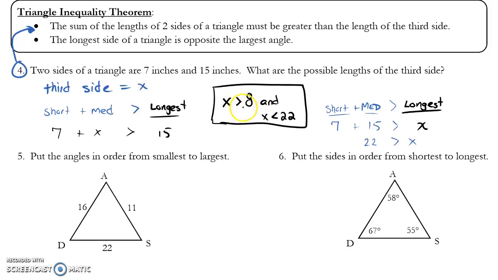I would read this by saying x has to be between 8 and 22. Not 8, not 22, but anywhere in between.